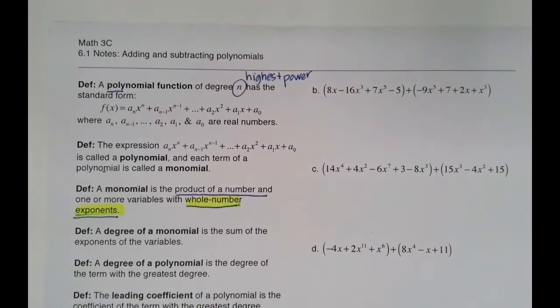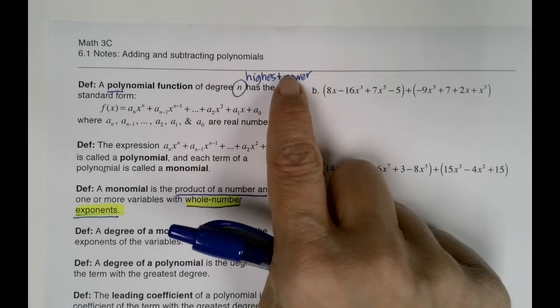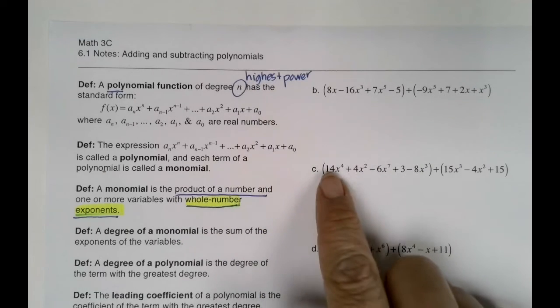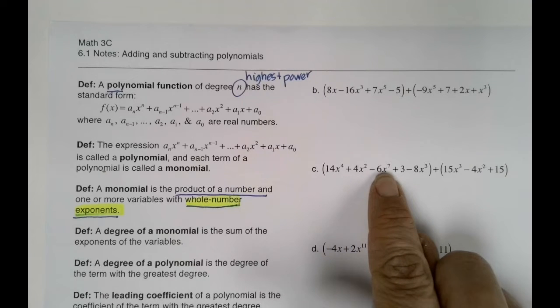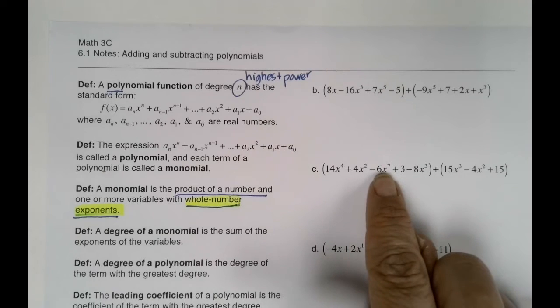When we add or subtract monomials together, we get this first definition, which is a polynomial. Poly means many. And within a polynomial function, it has a degree n. Just know n is the highest power. So in this polynomial right here, the highest power of x is 7, even though it's not the first term we see. So the degree is 7.